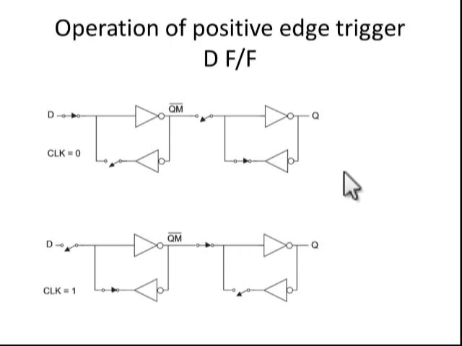So that's why I told you the flip-flop accepts the inputs only during the transition time. Here it accepts this input only during the rising edge. When clock equal to 1, what happens? The moment the clock changes from 0 to 1, this switch is open, at the same time this switch is closed. So it gets the data during the transition time.